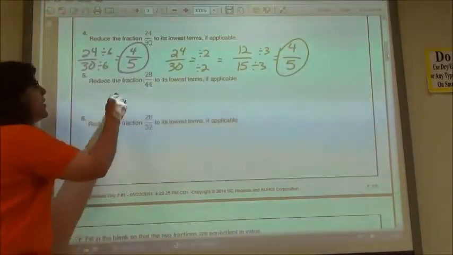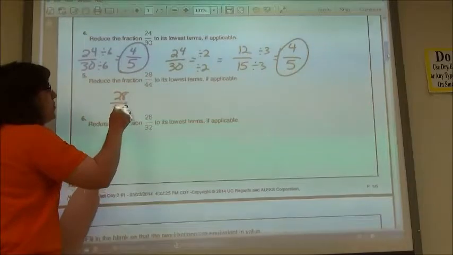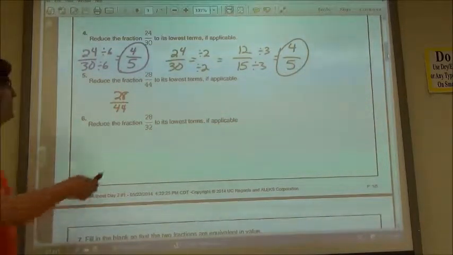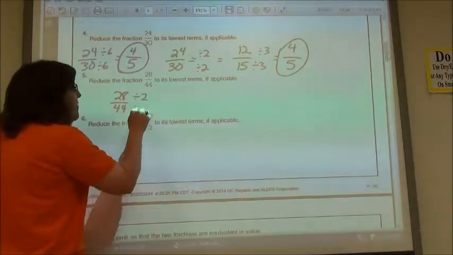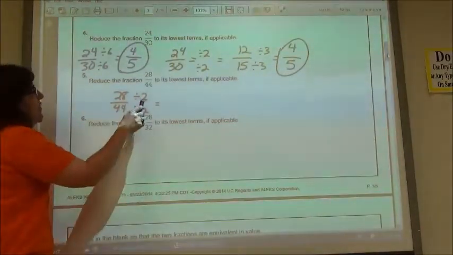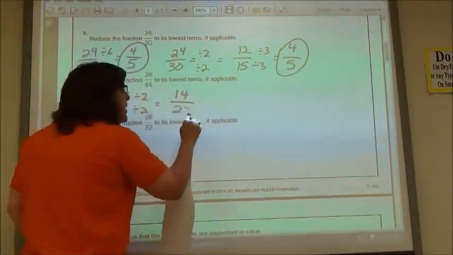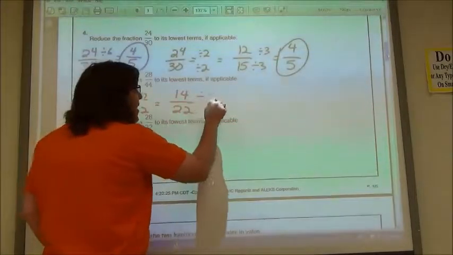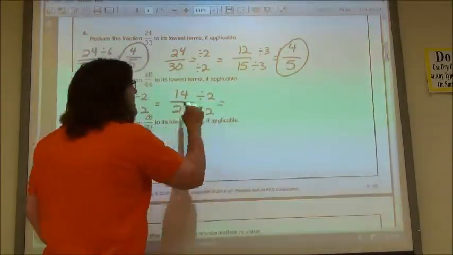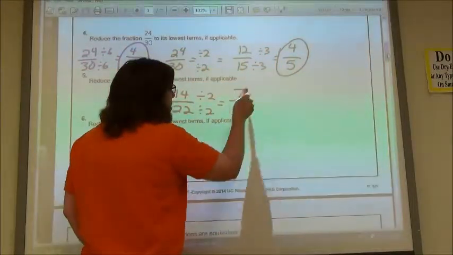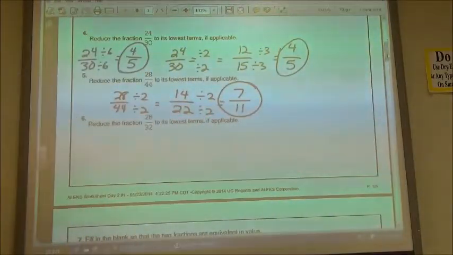So here I'm going to start out with 28 over 44, and usually I just look for the quickest one, and if they're both even, 2 is usually the fastest one, or the one I think of first anyway. So 28 divided by 2 would be 14. 44 divided by 2 would be 22. Oh, they're both even again. I can divide by 2 again. 14 divided by 2 is 7. 22 divided by 2 is 11. Now I don't have any common factors, so 7/11. If I would have divided by 4 right away, I would have gotten it right away.